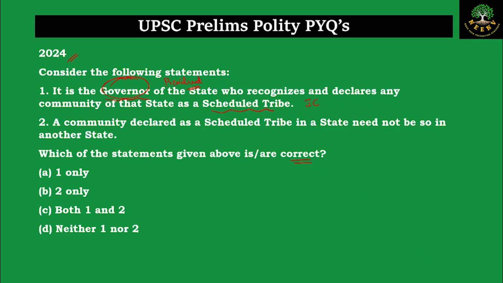Statement 2 says, a community declared as scheduled tribe in a state need not be so in another state. Yes, whenever the president declares some community as a scheduled tribe in a particular state, it is with respect to that particular state only. The same community may or may not be declared as ST in some other state. So this statement is correct. Now, which of the following statements are correct? Only 2 is correct. Let us look at the in-depth explanation now.